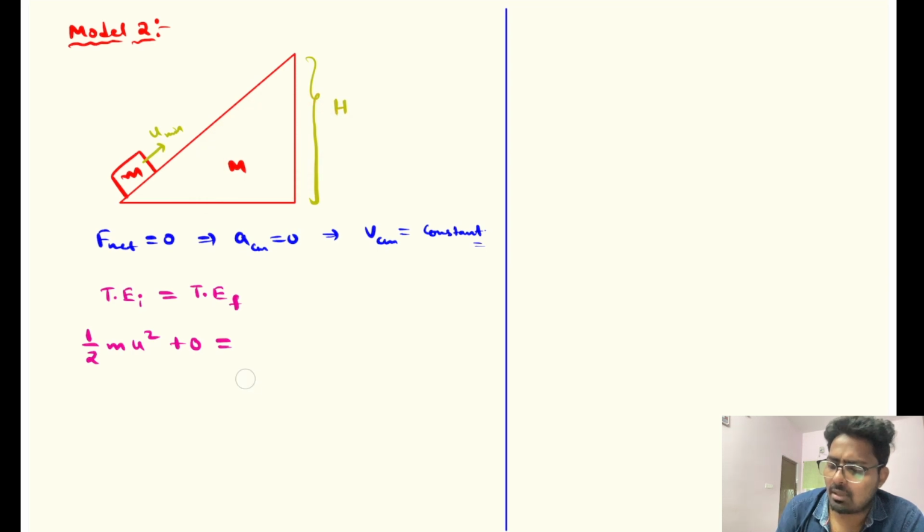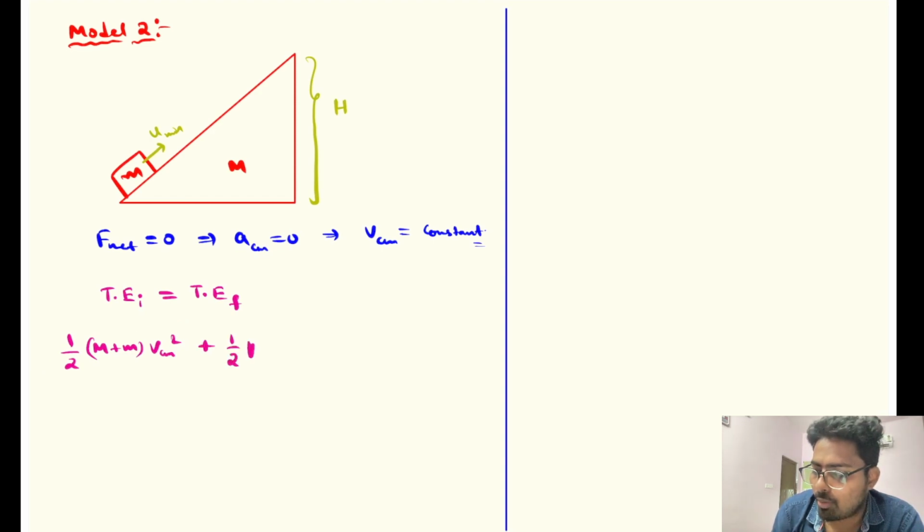Instead of writing like this, let me do one thing. Initial total kinetic energy I will write this way: half into total mass of the system, M plus m, into VCM square. What is the VCM? I am not bothered about that. If you want, you can find it. VCM is nothing but (M1 V1 plus M2 V2) by (M1 plus M2). Plus half into mu, the reduced mass, into V relative square, plus initial potential energy, which is 0. This is our initial energy.